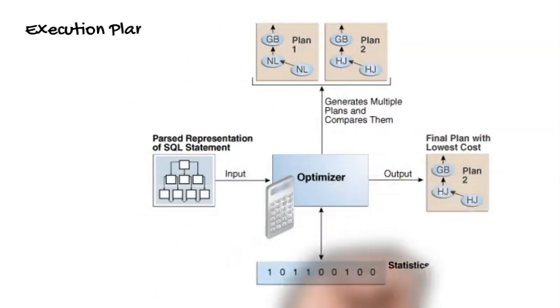This is a representation of how the optimizer works. The optimizer generates two possible execution plans for an input SQL statement. It uses statistics to estimate their costs, compare their costs, and then chooses the plan with the lowest cost. In this case, plan 2.